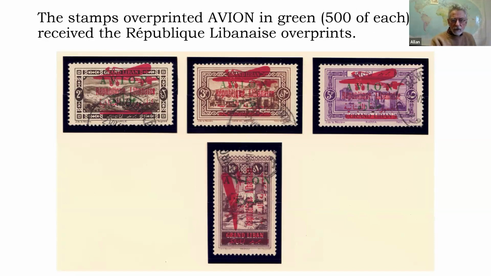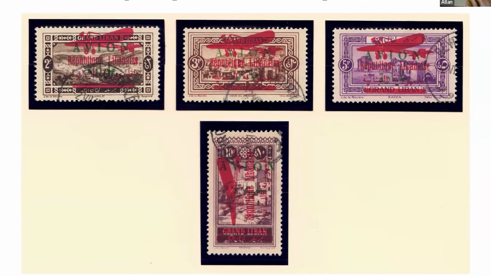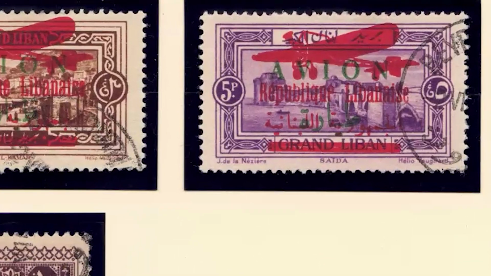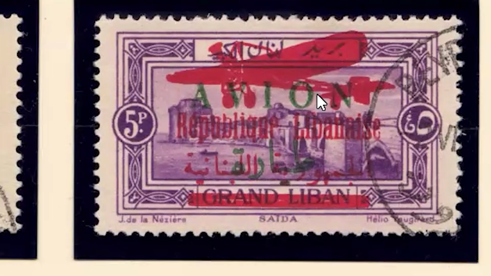This is the ultimate here with stamps with actually 3 separate overprints. You have the green avion, you have the Republic of Lebanon, and the airplane. Perhaps I shouldn't say separate, because in this case it does appear that the Republique Libanaise and the airplane are a one-piece overprint, but this was done on top of the green avion.